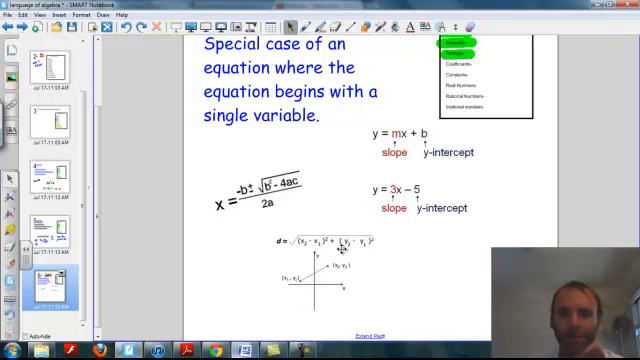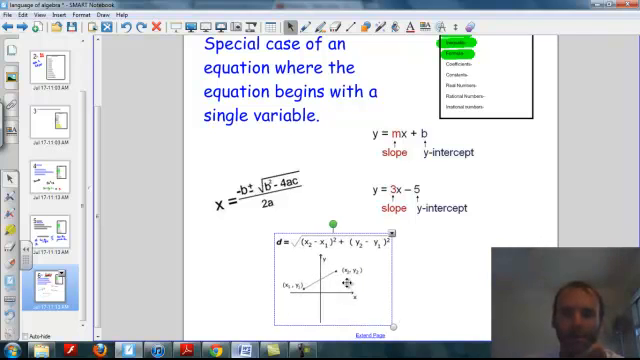Here's one you did in geometry as well, and we'll be doing in this class. This is the distance formula. Just as a quick review.